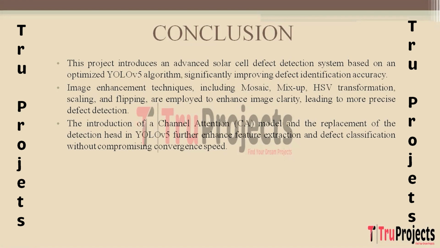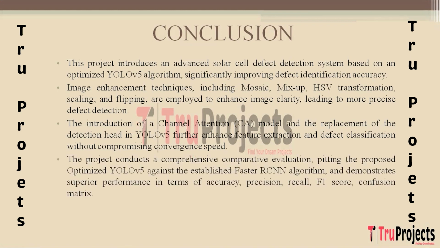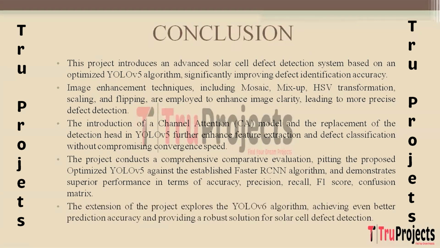Comprehensive comparative evaluations pit the optimized YOLOv5 against the established Faster RCNN. Results highlight its superior performance in accuracy, precision, recall, F-score and confusion matrices. And as an extension, the project explores the YOLOv6 algorithm, which achieves higher prediction accuracy. It offers a robust solution for detecting defects in solar cells and improves performance. By implementing these enhancements and extensions, the project delivers a powerful solution for solar cell defect detection, promising more reliable, accurate, and efficient outcomes in quality control processes.